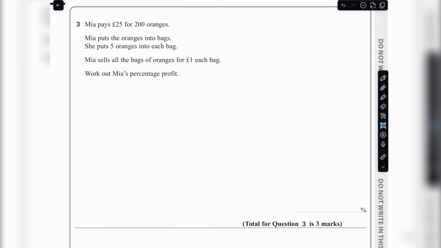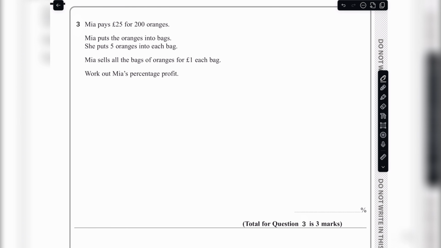In question 24, we are told that Mia pays £25 for 200 oranges. Mia puts the oranges into bags. She puts 5 oranges into each bag. Mia sells all the bags of oranges for £1 each bag. Work out Mia's percentage profit.